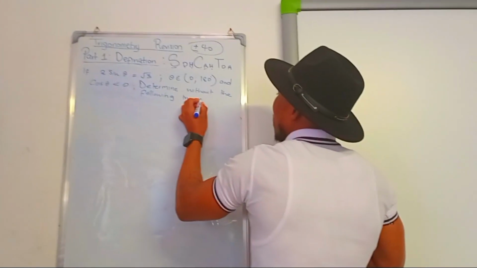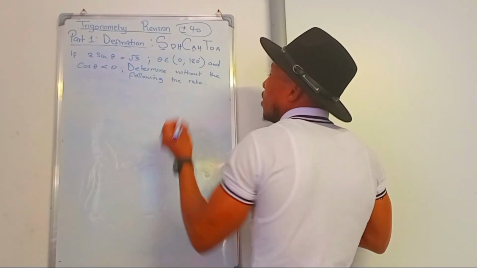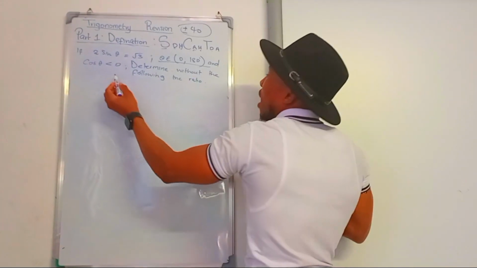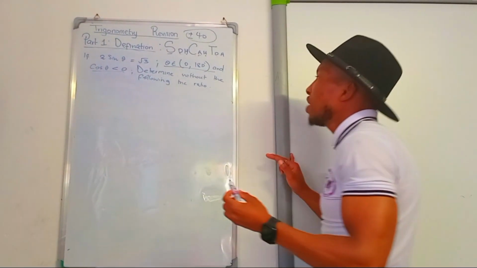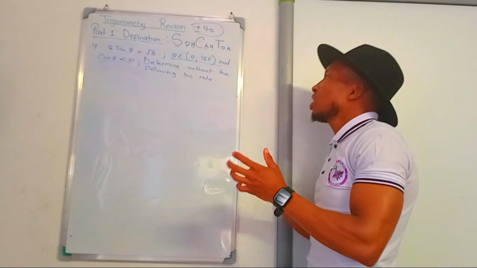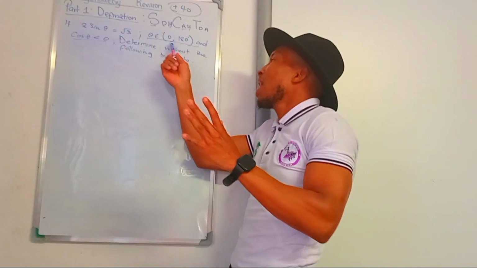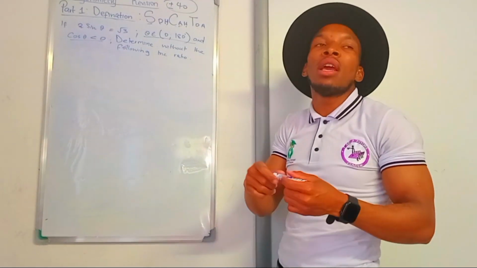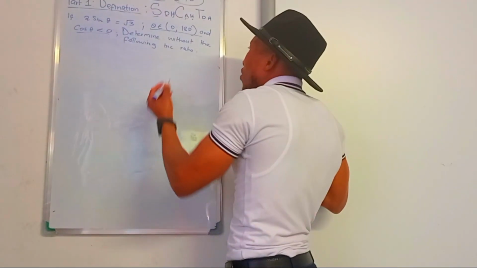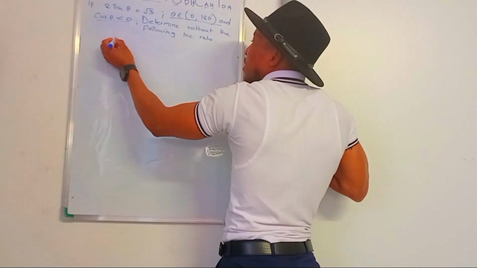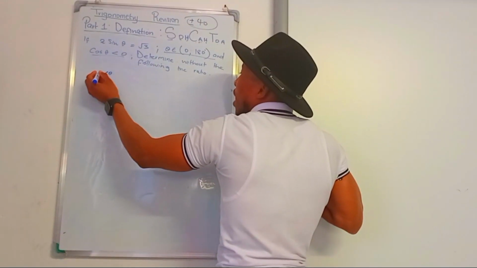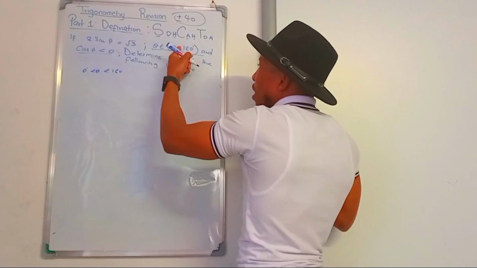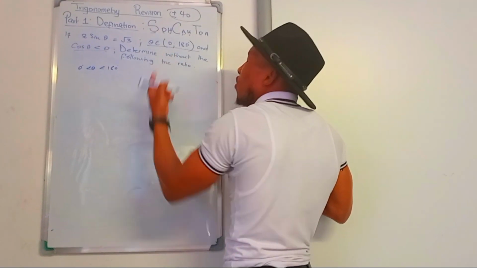Okay, for example here we have a restriction. How can you say this is a restriction? Restrictions are always written in the form of brackets, square brackets, and also inequality signs. This one you can write as theta is greater than 0 degrees but less than 180 degrees, if you don't want to write the restriction in the form of a bracket.